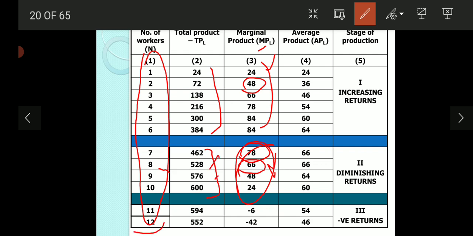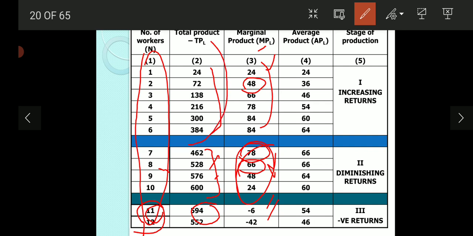And later on with 11th and 12th unit, I see that marginal productivity has gone negative. My output is falling from 600 to 594 to 552. It is decreasing. So marginal productivity has gone negative. So these are the various stages of production.